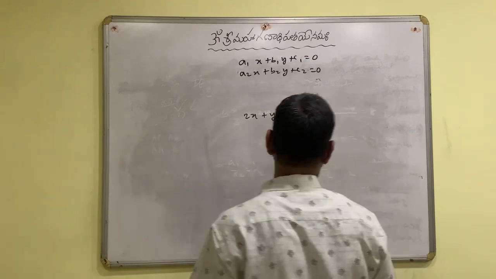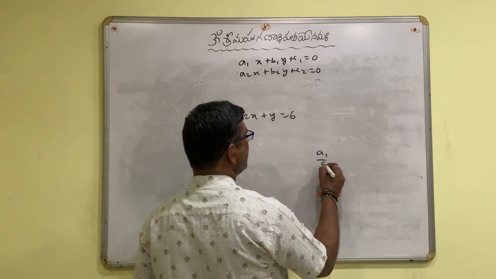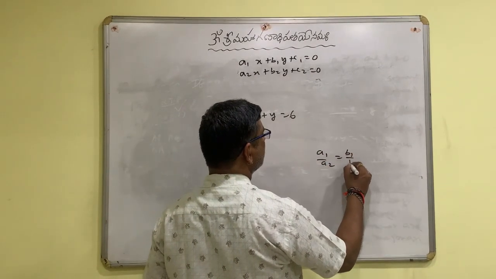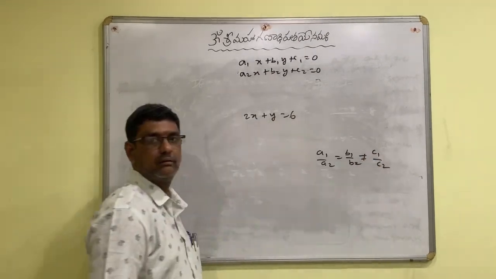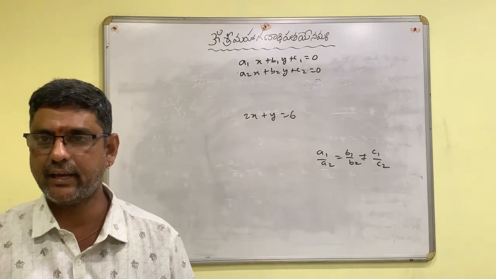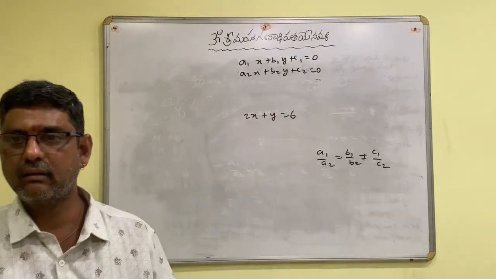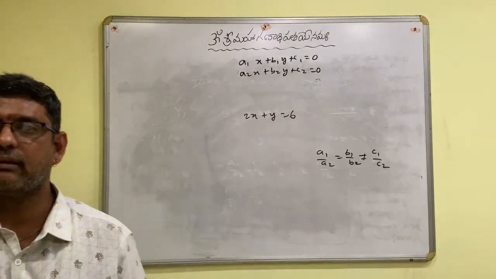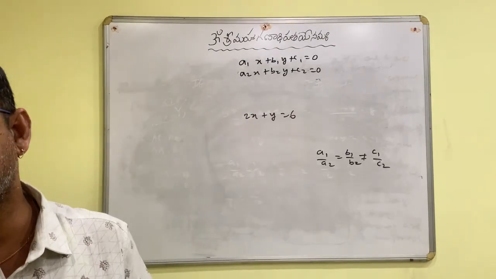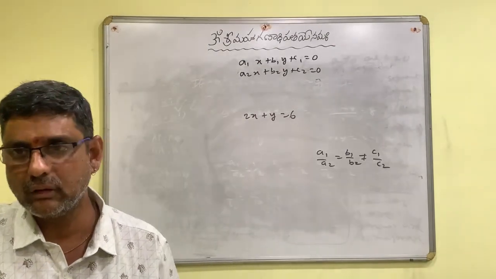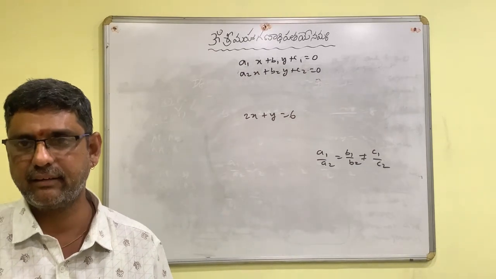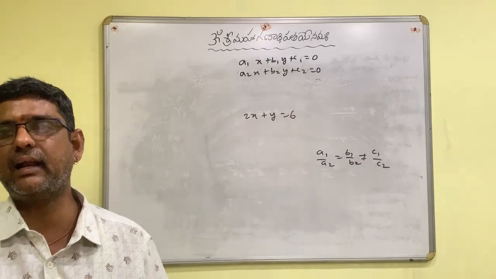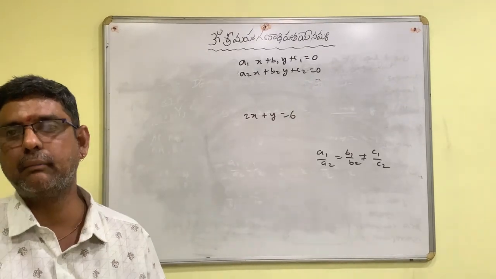Inconsistent condition is a1 by a2 is equal to b1 by b2 not equal to c1 by c2. Inconsistent means the lines should be parallel. Tell me accordingly.